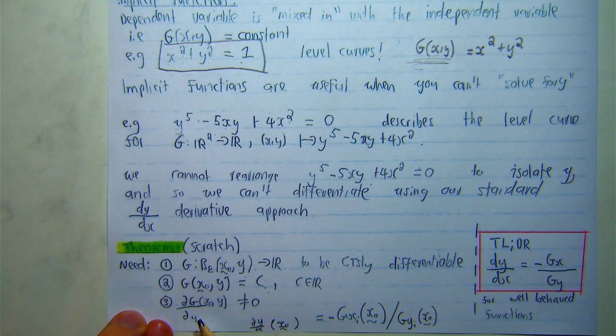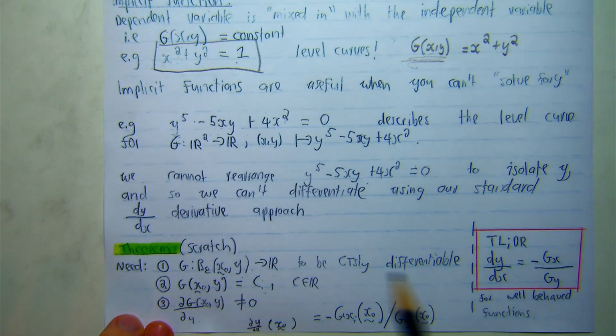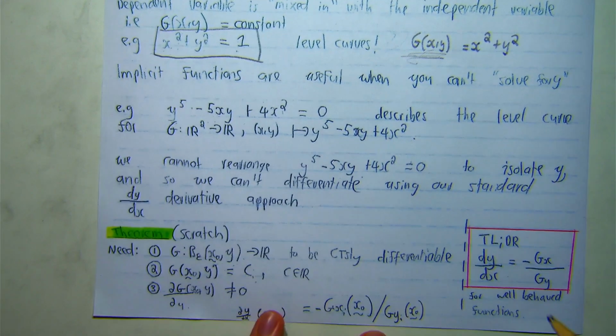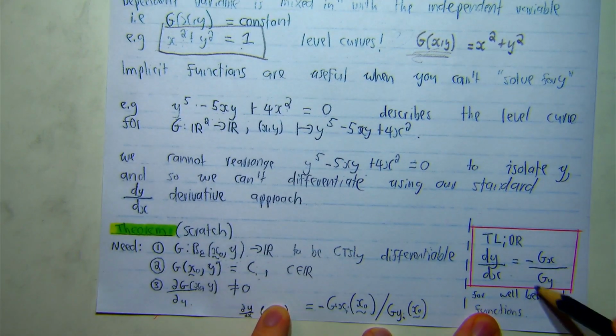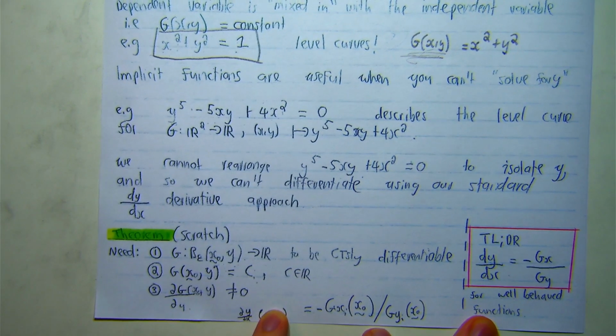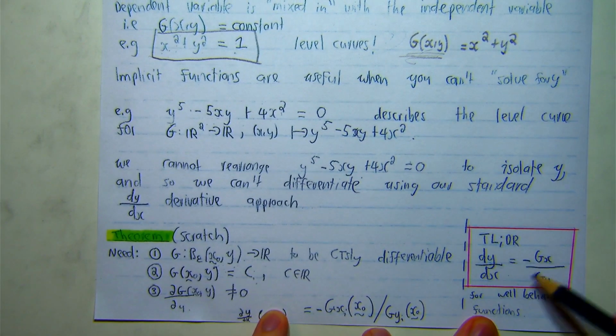And then lastly, we need the derivative of this higher order function with respect to y to not equal 0. That makes sense because we're dividing by this derivative, and if that's 0, that's going to break this equation because you can't divide by 0. Practically, that just means that you are having a derivative that goes off to infinity. But yeah, we can't calculate a derivative numerically if you're trying to divide by 0.